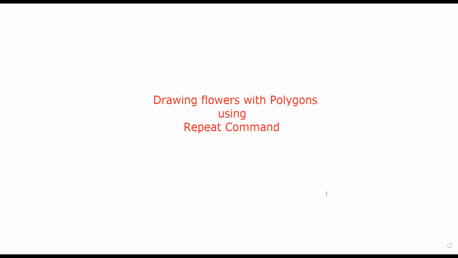Today's topic is going to be about how to draw flowers using polygons. We have learned how to draw polygons before. Polygon means like triangle, rectangle, pentagon, hexagon, and other ones, up to nonagons and decagons, right? So how can we draw different types of flowers using those polygons that we have learned before?